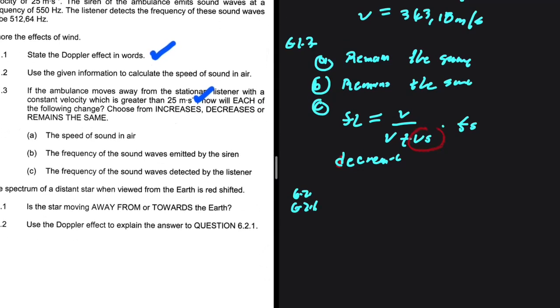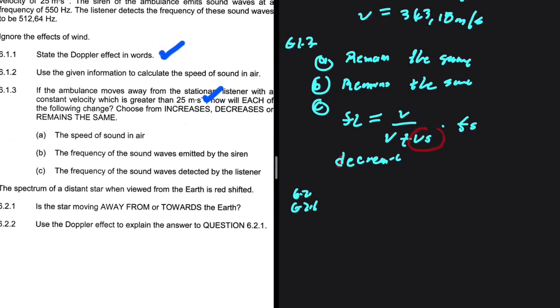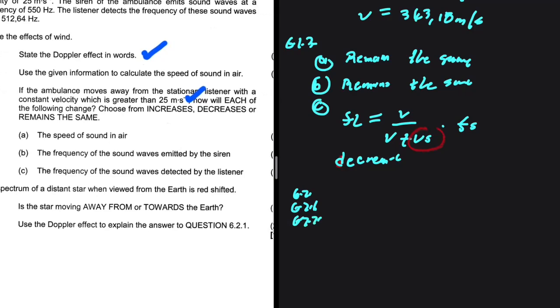And then 6.2.1, the spectrum of a distant star when viewed from the Earth is redshifted. Is the star moving away or towards the Earth? And 6.2.2 says use the Doppler effect to explain the answer to question 6.2.1. I'm interested in how you answered this question. So 6.2.1, is it moving away or is it moving towards? Let me know in the comment. And what reason did you give? Why are you saying it is moving away? If you said it is moving towards, why are you saying that is the case? Let me know in the comment section.